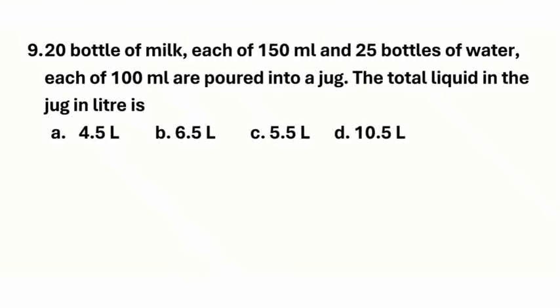So firstly, if you observe, there are 20 bottles of milk, each with 150 ml, means 150 into 20. So that's what the milk count. Then 25 bottles of water, each with 100 ml, 100 into 25 or 25 into 100. So firstly multiply these two.